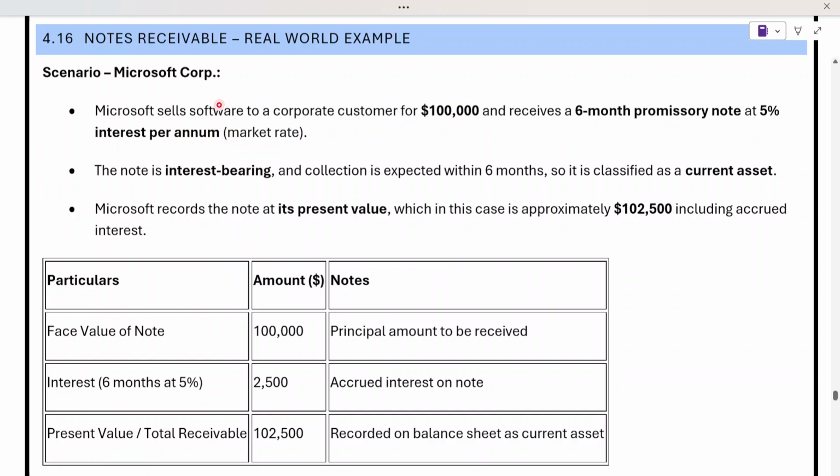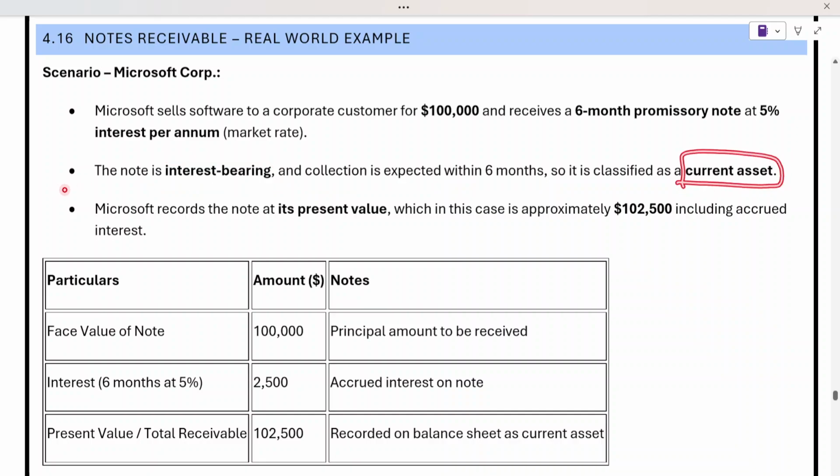So basically the software has been sold to a customer at $100,000, and instead of paying Microsoft $100,000, the customer has given Microsoft a 6-month promissory note with a 5% interest rate. Now the note is interest bearing and collection is expected within 6 months. So it is classified as a current asset.